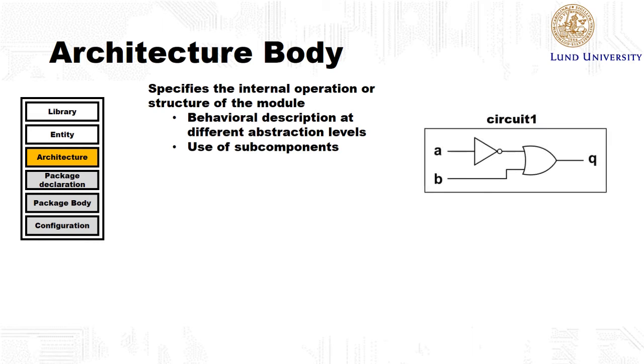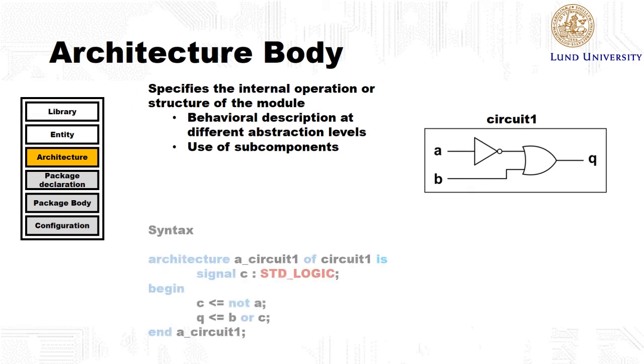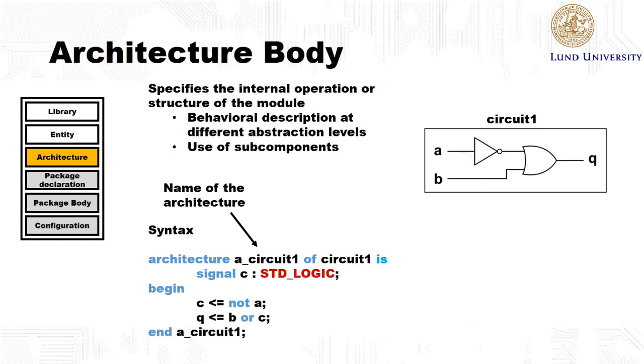So the syntax for the architecture part is like this. First we use the keyword architecture. Then we give a name of the architecture, in this case A_circuit 1. And then we tell which entity this architecture belongs to. So in this case it belongs to the circuit 1 entity.